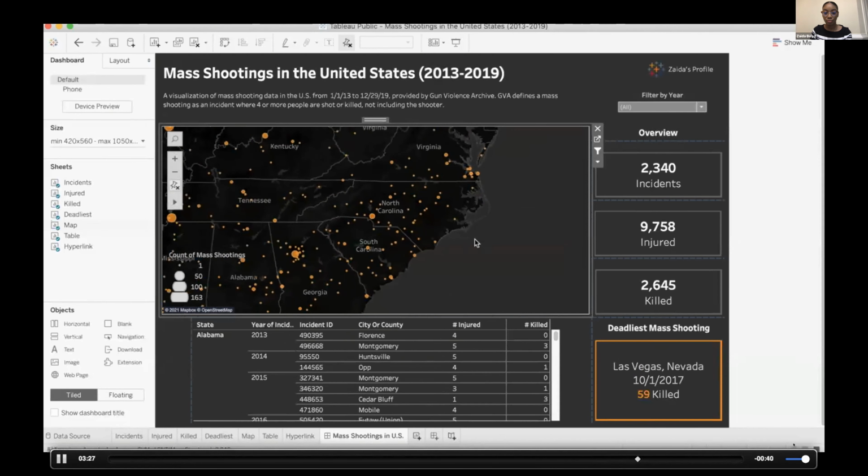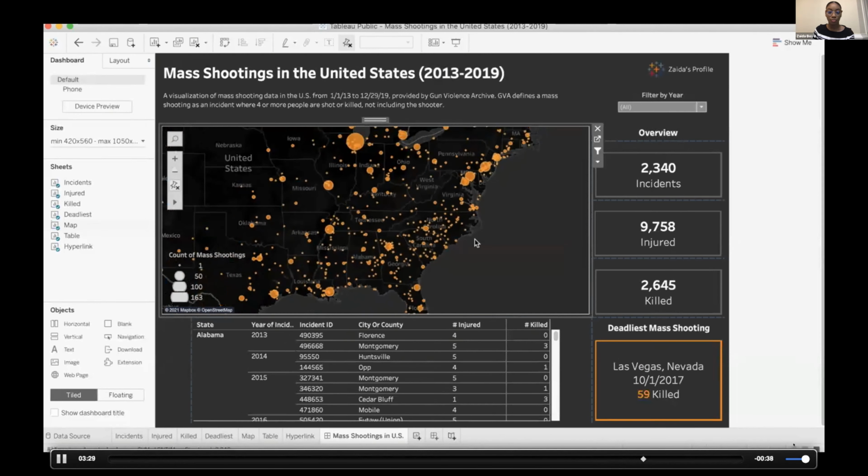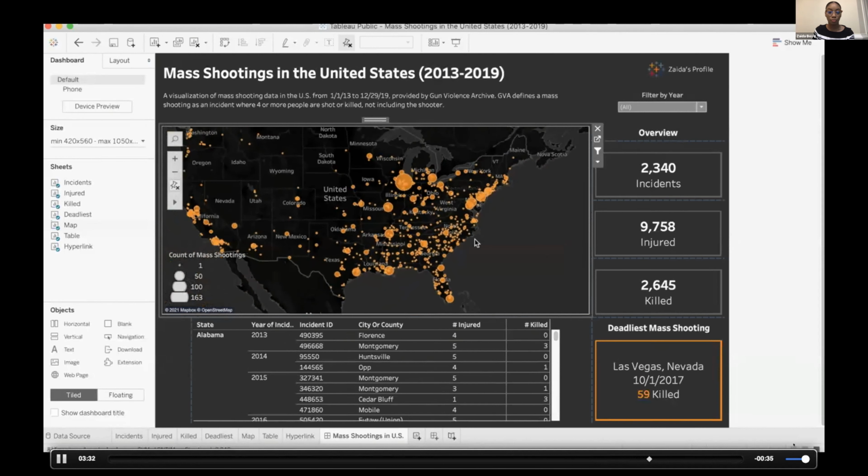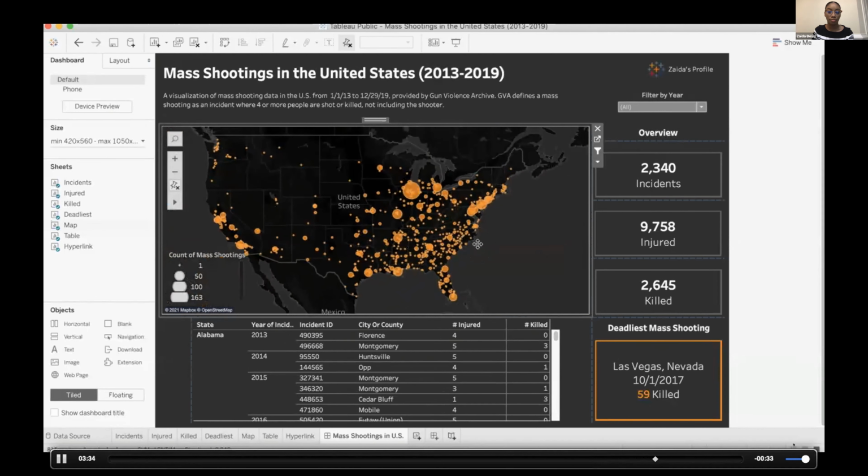So this was a super simple dashboard that I created. There was so much you can do with the data set, and I'm gonna have that linked in case anyone wants to check it out.